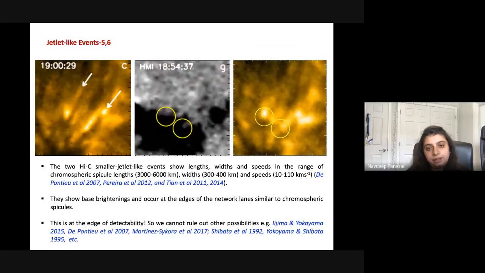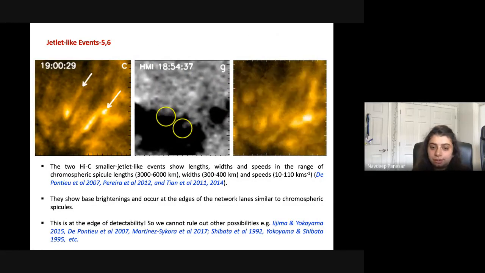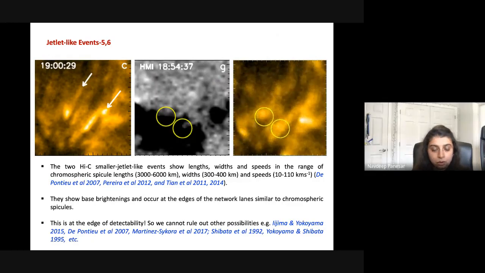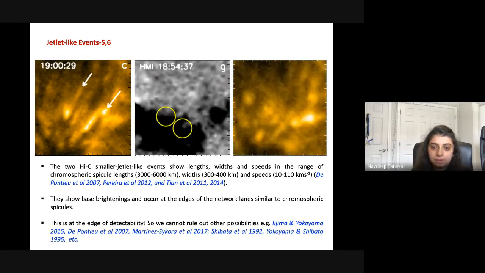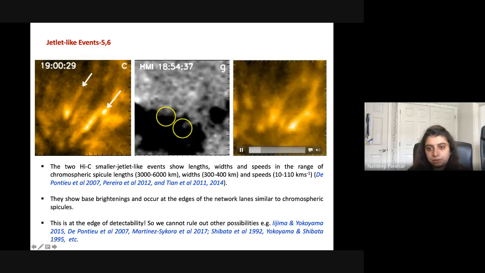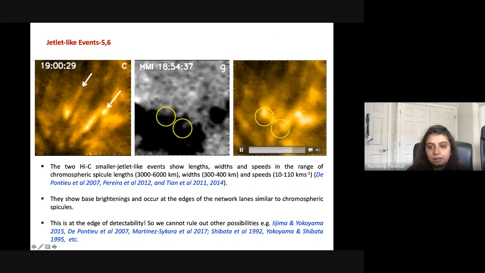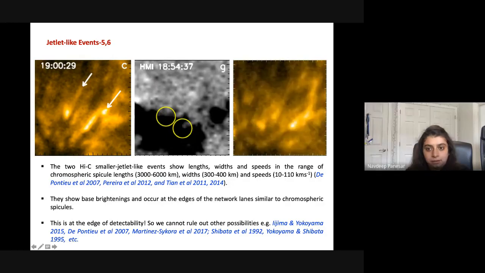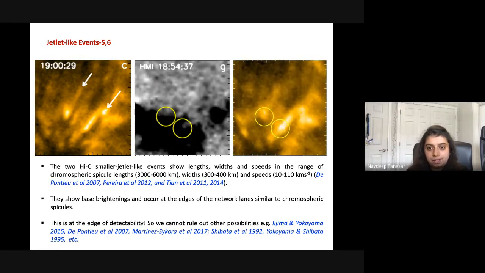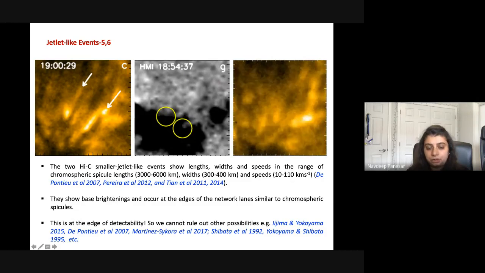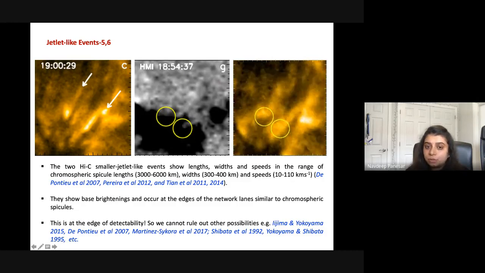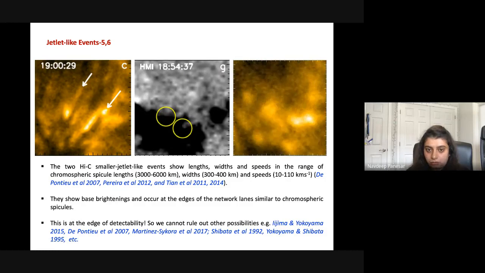Okay, these are the other 2 types of HiC jetlets. They are different than the other 4 ones, in the sense they are shorter in length, narrower in width, and slower in speed. Their observed lengths, widths, and speeds are in the range of chromospheric spicules. They also show base brightenings during the eruption, you can see over here. And if you see the magnetic footpoint of these jet-like events, they are rooted at the edge of the magnetic network. But in this case, we do not see any evidence of opposite flux.